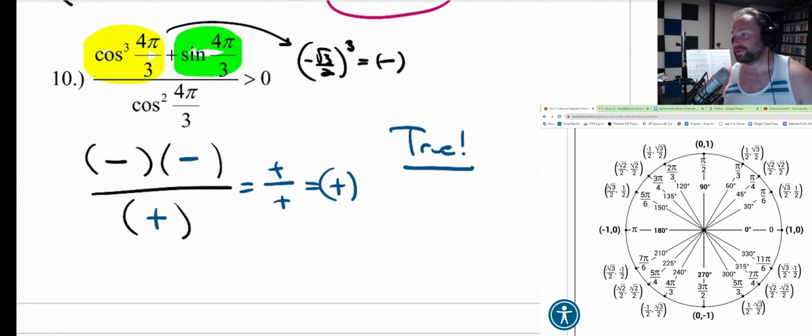No actual calculation necessary for that problem. Kind of cool. You can actually do that a lot in calculus. You can get away with avoiding a lot of calculation if you're just good at thinking about what's going to be positive and what's going to be negative. And we'll talk a lot about that in this class.